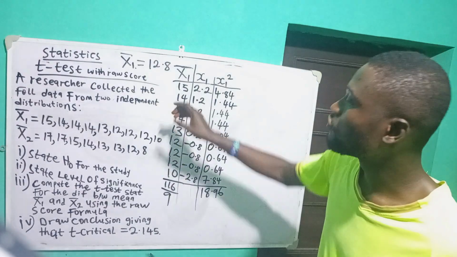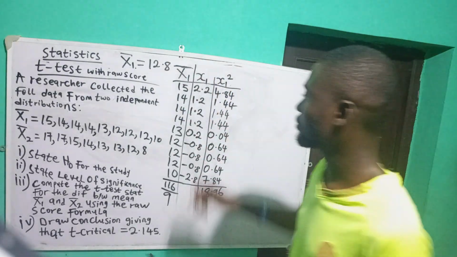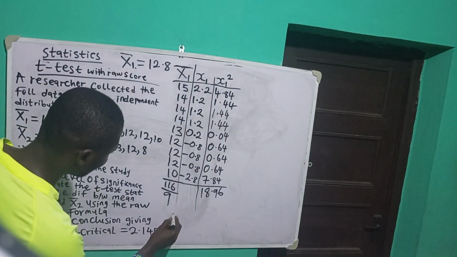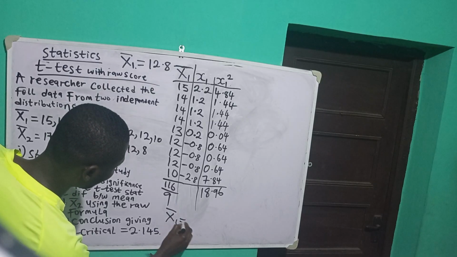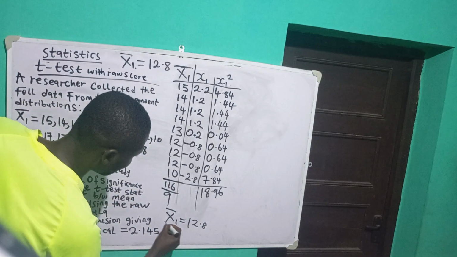So the next thing is to move over to the second set. We are done with the first set of scores, right? Remember that for our first set of scores, what we got as our total is 12.8, right?